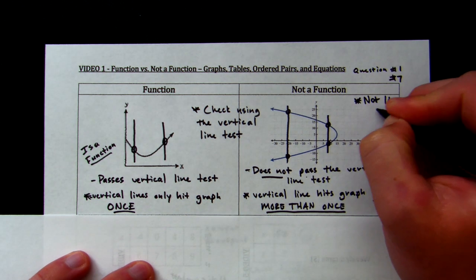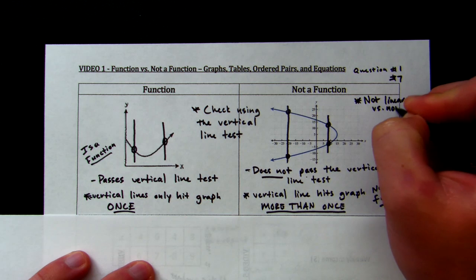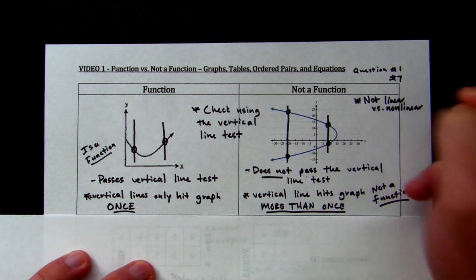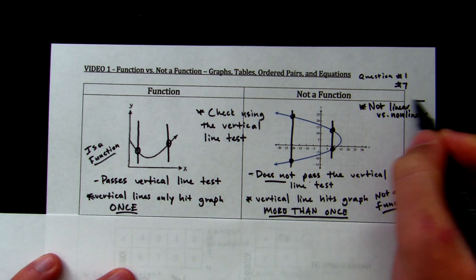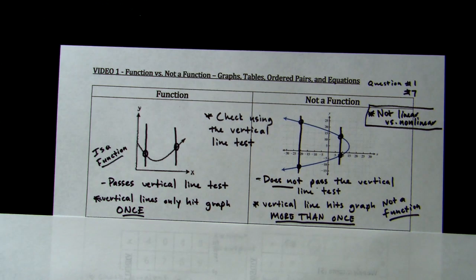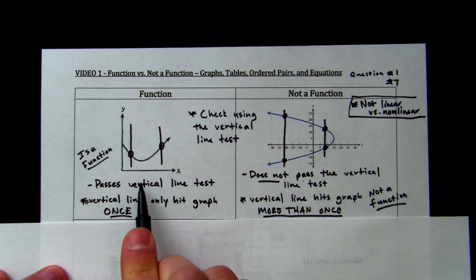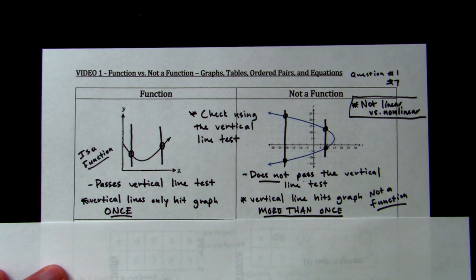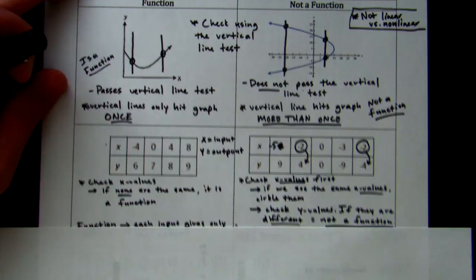This is not linear versus nonlinear. We can have a linear graph that's a function and a nonlinear graph that's a function, but we are not looking for if it's linear or not. We're testing to see if it's a function. So if it only hits once, it's a function. If it hits more than once, it's not a function. Let's take a look at a table.